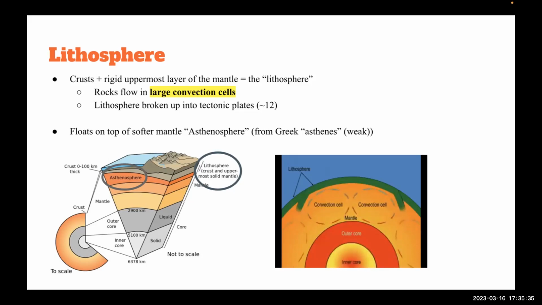So what's actually moving? It's not just crust. It's actually lithospheric plates, and lithospheric plates equal crust, which can be oceanic or continental, plus the upper mantle. The mantle, which we said was 2/3 of the volume of the Earth, isn't actually consistent in its characteristics throughout the whole depth.